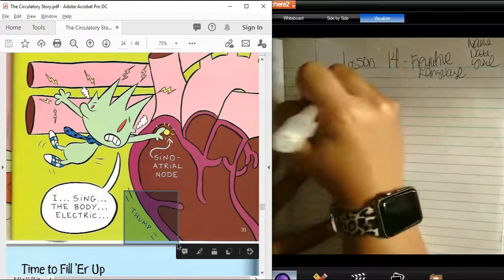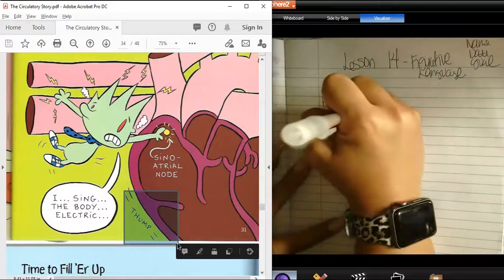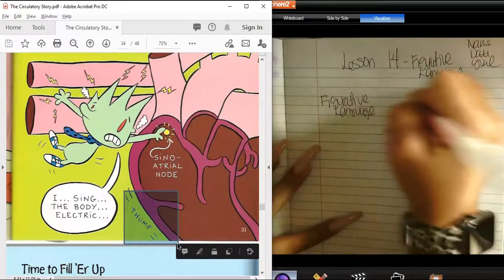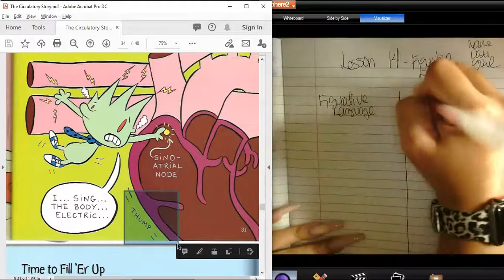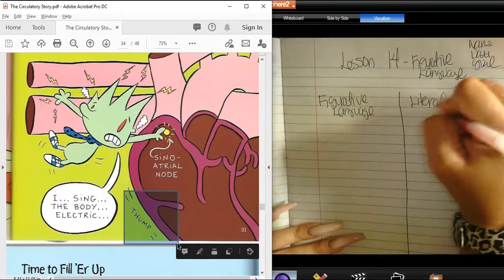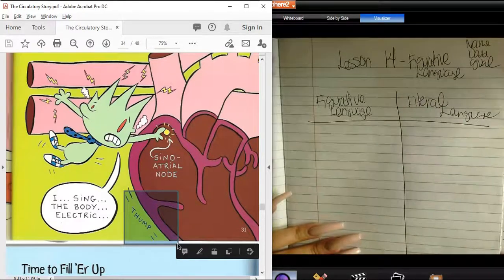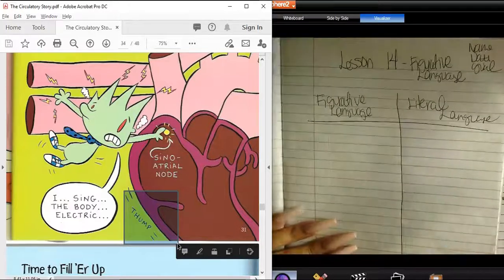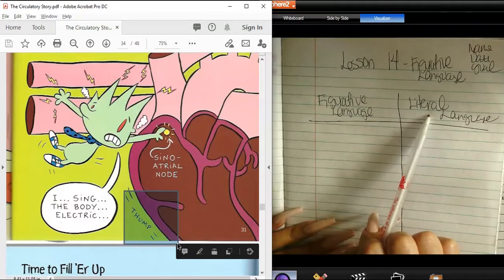So I want you to write here figurative. Remember, because we're going to use a T-chart, figurative language, and then do a line all the way to the bottom, and then put literal language. You don't have to write as big as me. I have to write big so that everybody can see. So this side says figurative language. This side says literal language.